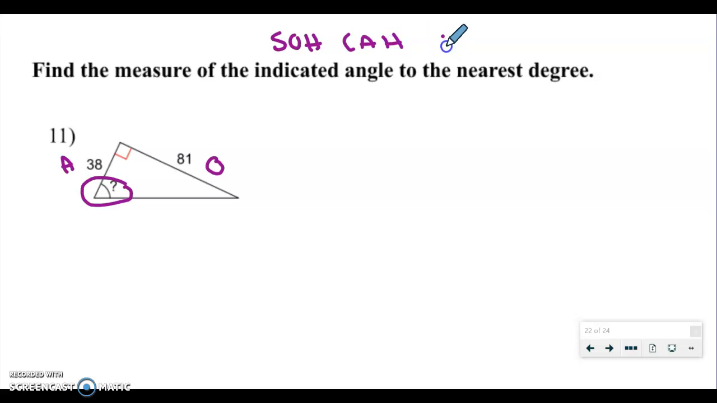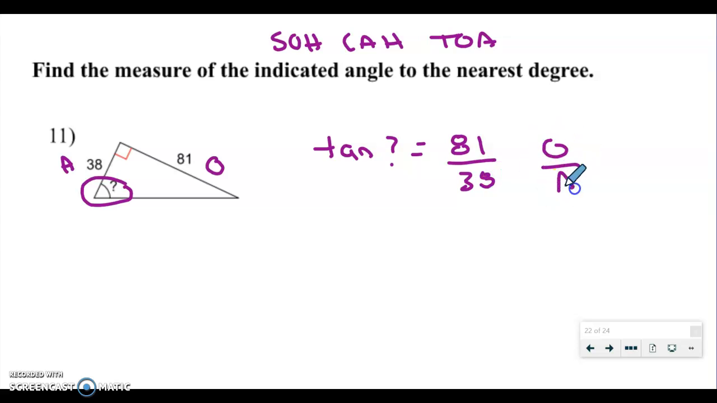Okay. Looks like it's tangent. So we're going to be doing the tangent of whatever the missing angle is equals 81 over 38. Because remember, it's opposite over adjacent.